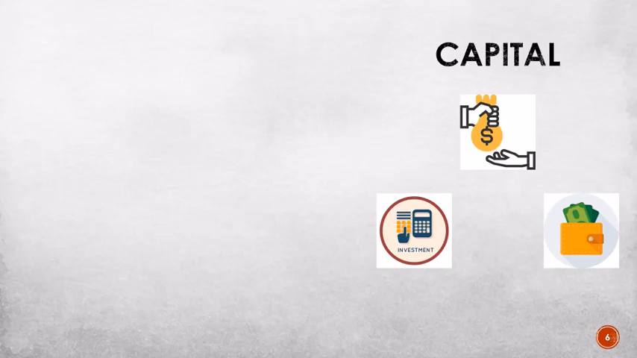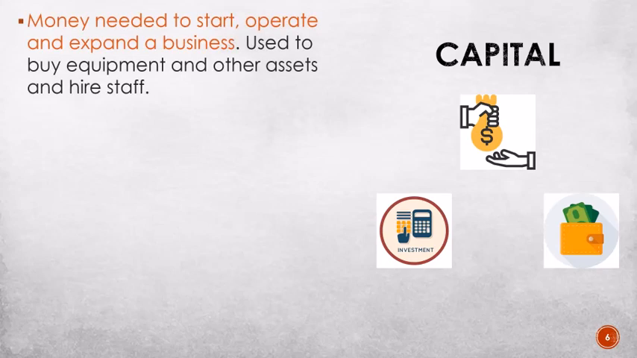Now, capital refers to the money that we need to start, operate, and expand a business. This money is used to buy equipment. We sometimes refer to equipment and machinery and vehicles as capital goods, because we need all of these things in order to produce goods and services. And we also use this money to hire staff.